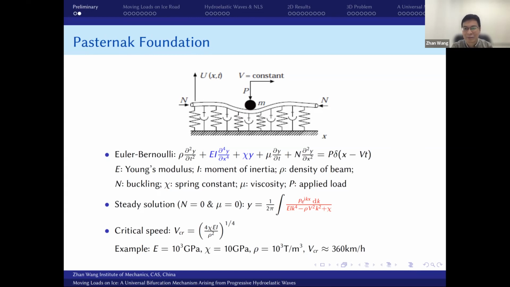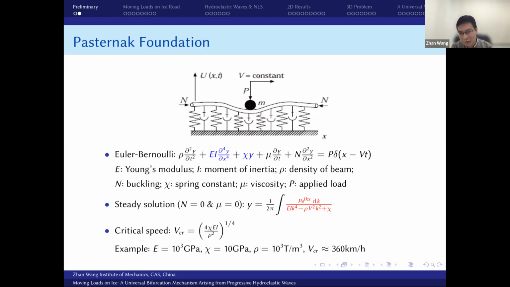Then the moving load is modeled as a delta function. Then this is just a linear problem, right? It's very easy to solve if you can neglect viscosity and neglect the buckling, pre-stress, and you try to find a steady solution. You will use the Fourier transform, and you will end up with the inverse Fourier transform of the red part.